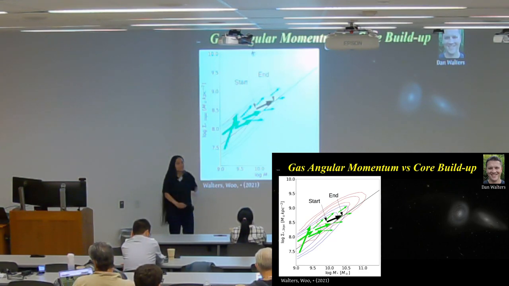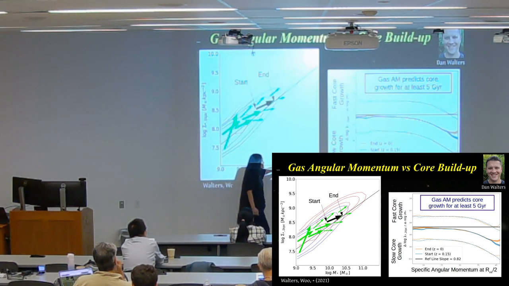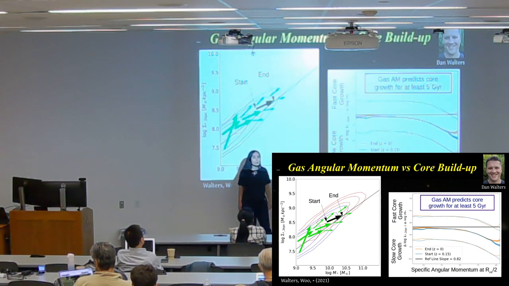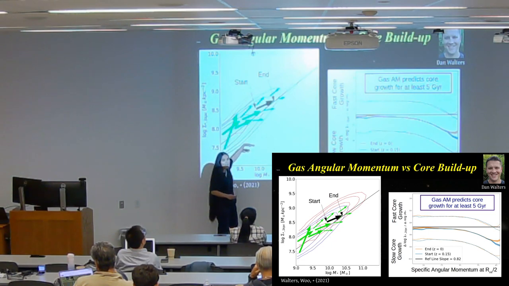So what we had found, we tested several different things, but one of the main things we had found was that if you put the slope of the arrow on the y-axis, such that in the lower part of the diagram you have slower core growth, and in the upper part of the diagram you have fast core growth, and the x-axis is the specific angular momentum of the accreted gas at half R-vir, so quite far from the galaxy. What we had found was that if you are accreting gas with high specific angular momentum, you tend to grow your cores slower. So in other words, the slope of the evolution is shallower.